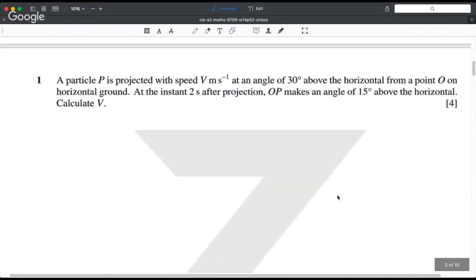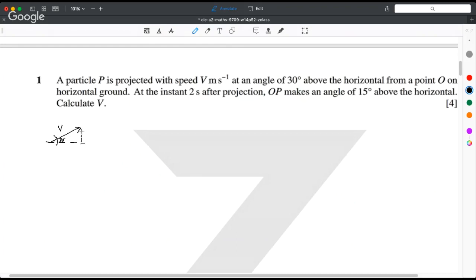So our first question is one of these projection questions. We have a particle being projected from the ground at some angle, like so, and it's got some velocity v, some resultant velocity. And the angle it's being projected at is given as 30 degrees. So we know that we can resolve this velocity, like any vector, into v sine of 30 and v cosine of 30.